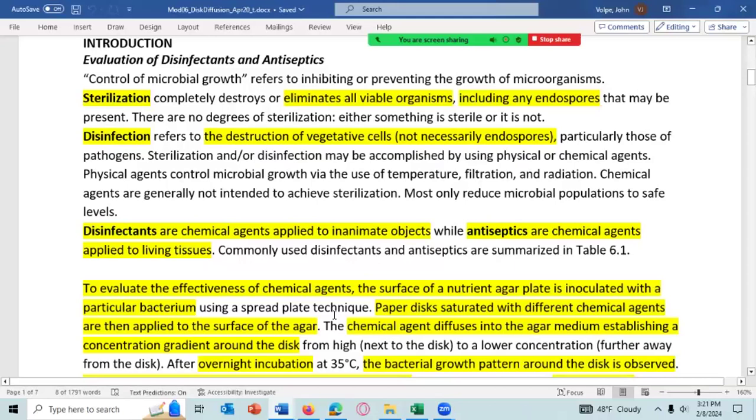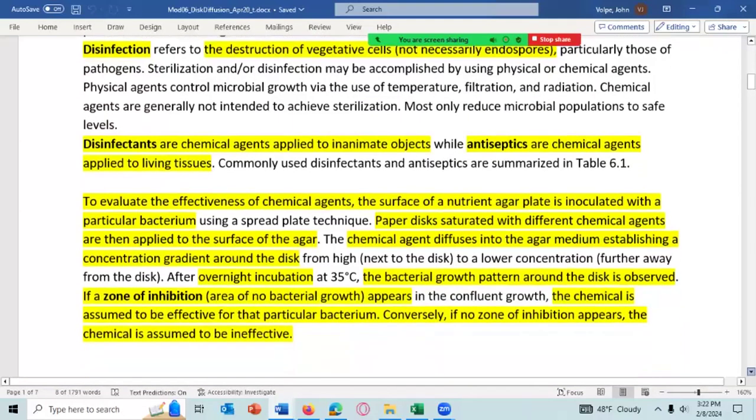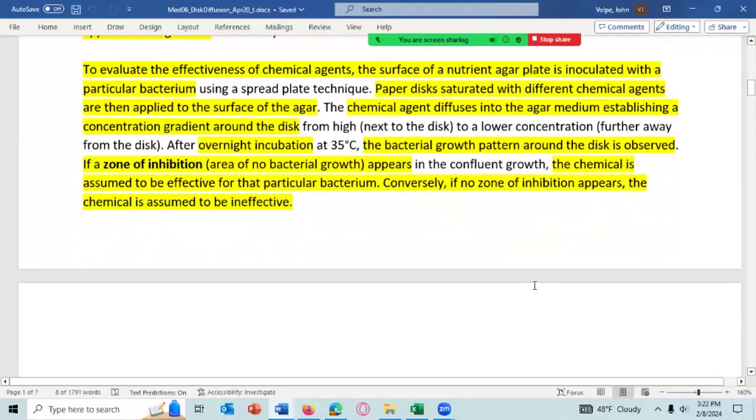To evaluate the effectiveness of chemical agents, the surface of a nutrient agar plate is inoculated with a particular bacterium. Usually you grow that bacterium in a lawn of bacteria where the bacteria will be growing everywhere. Paper discs saturated with different chemical agents are then applied to the surface of the agar. The chemical agent diffuses into the agar medium, establishing a concentration gradient around the disc. You then incubate the plates overnight at 35 degrees and look at the bacterial growth pattern around the disc.